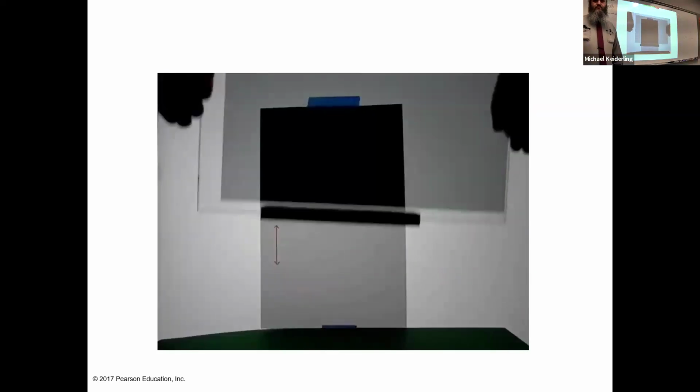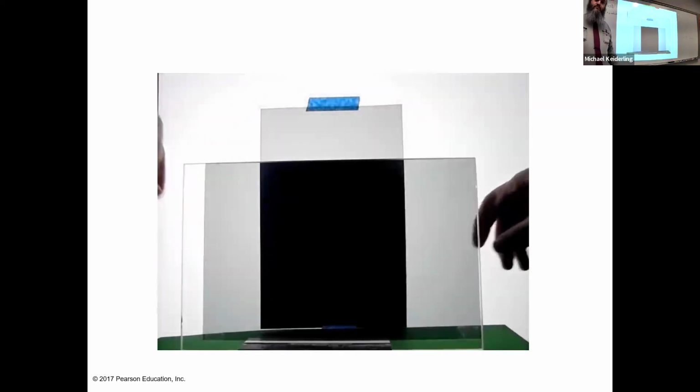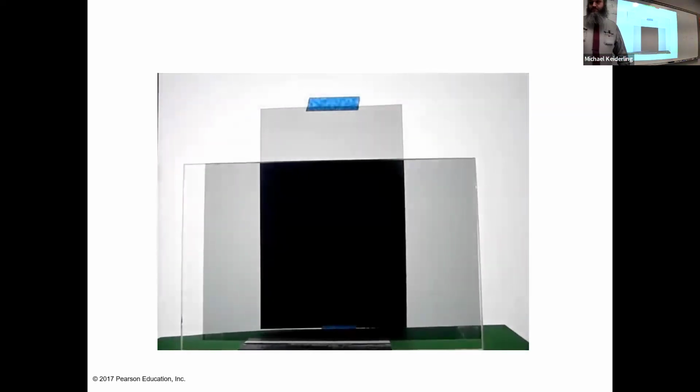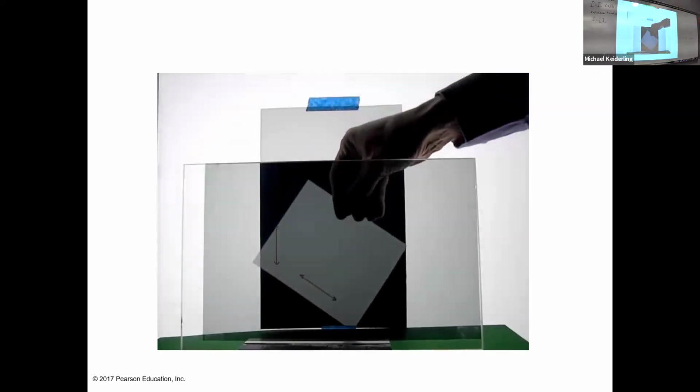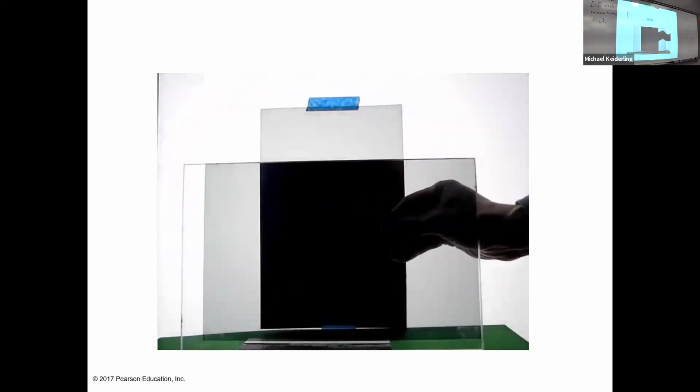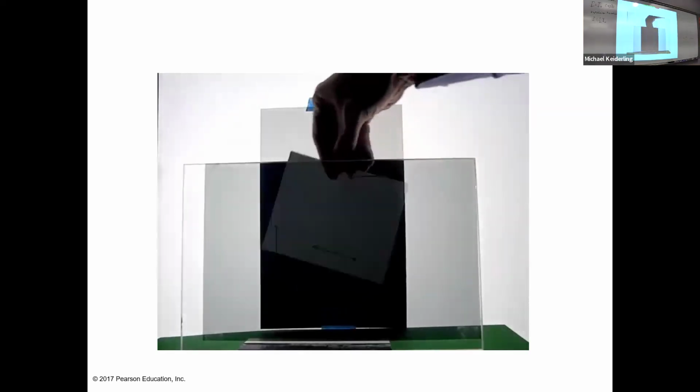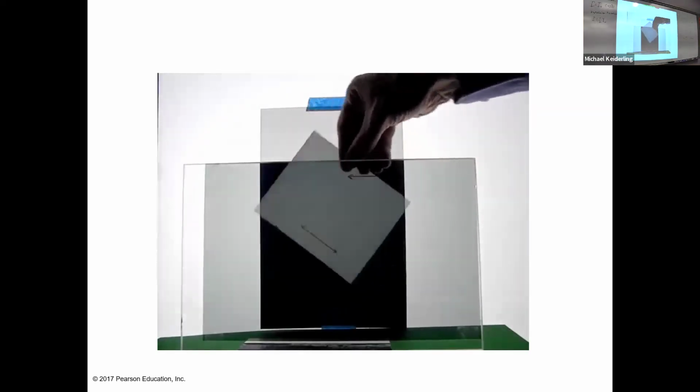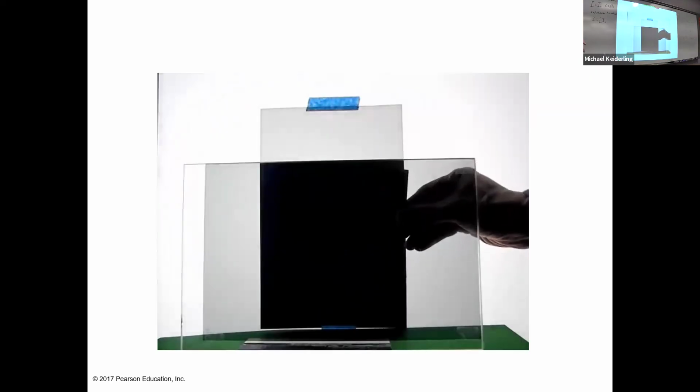Now I'm going to put a horizontal polarizer on a stand here in the foreground, so I have a hand free to introduce a third polarizer, a small one, in between the first two. Notice that some light gets through when the small polarizer is diagonal, but no light gets through when the small polarizer is either vertical or horizontal. Can you explain why?